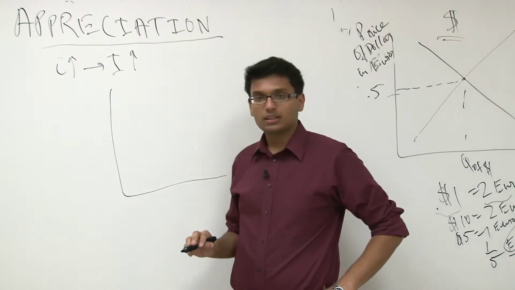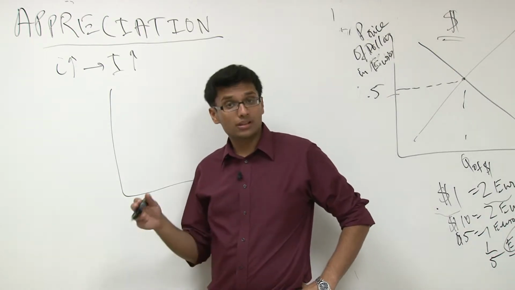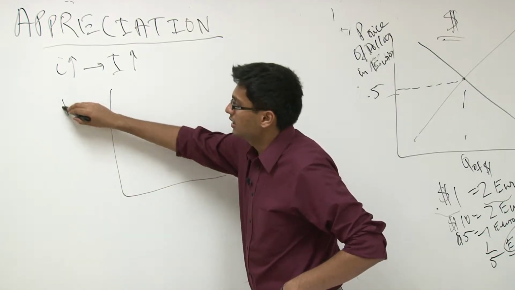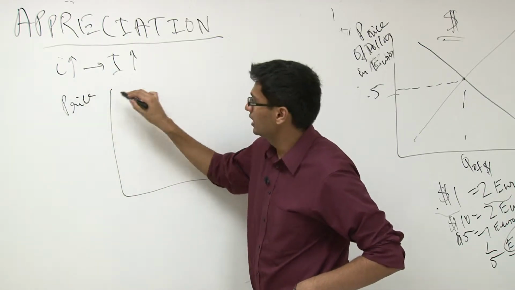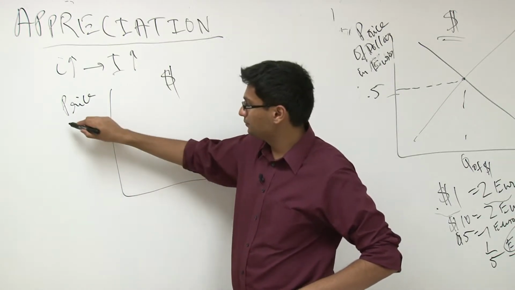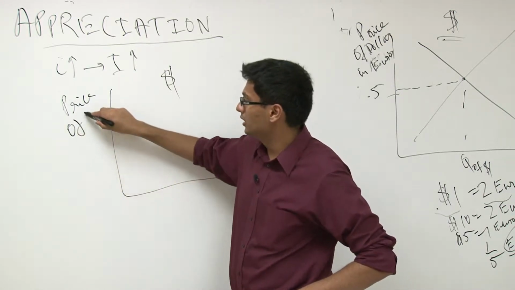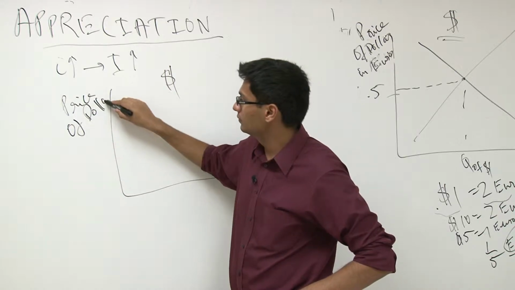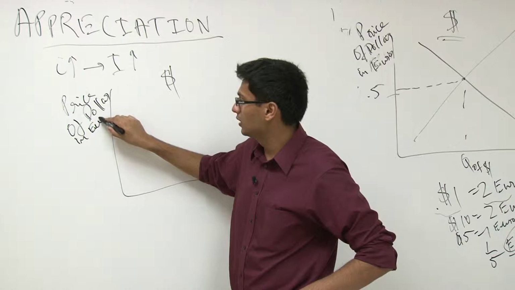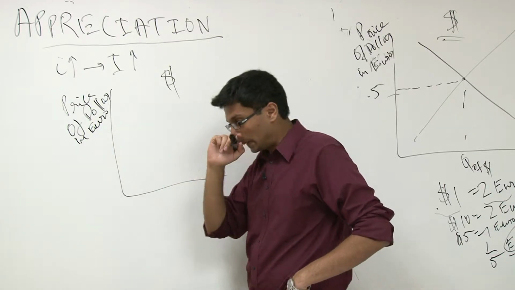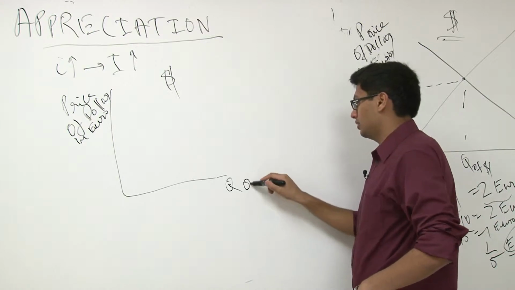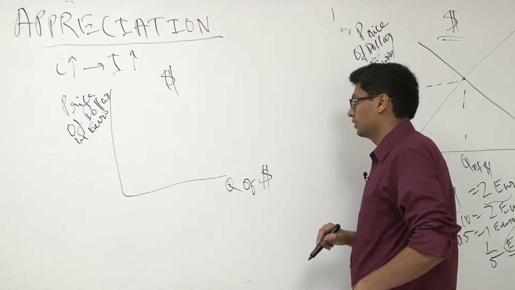Okay. And we'll say that the Europeans are going to invest in the U.S. So this is the price of the dollar in euro. This is the dollar market, by the way. So this is the exchange rate, right? And then this is the quantity of dollars. Great.